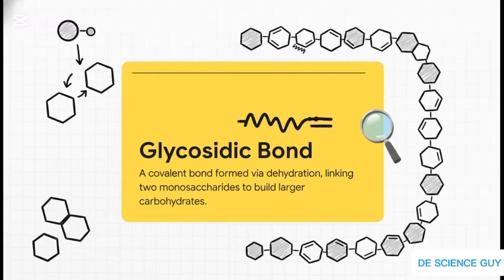Now, what's absolutely critical to get here is that the glycosidic bond is a strong, covalent bond. It's not some flimsy connection. It forms when two simple sugars join up and a water molecule gets kicked out. That's the dehydration part. This one type of link is what allows us to build everything from a simple 2-sugar molecule, called a disaccharide, all the way up to a giant polymer.